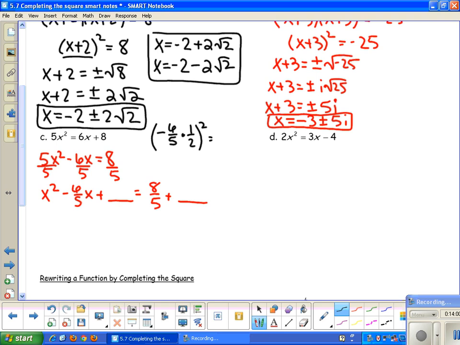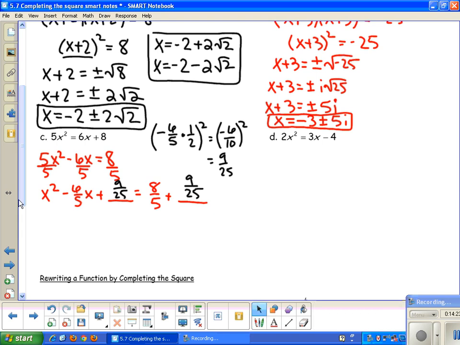So this number right here is going to be negative 6 over 10 squared, and of course that just ends up being negative 3/5 squared, so this ends up being equal to 9 over 25 when you simplify that. So 9 over 25 on both sides.